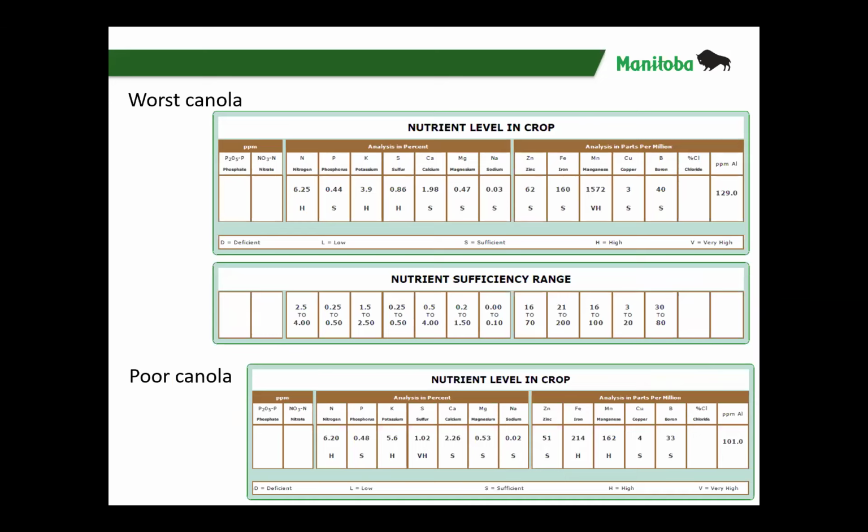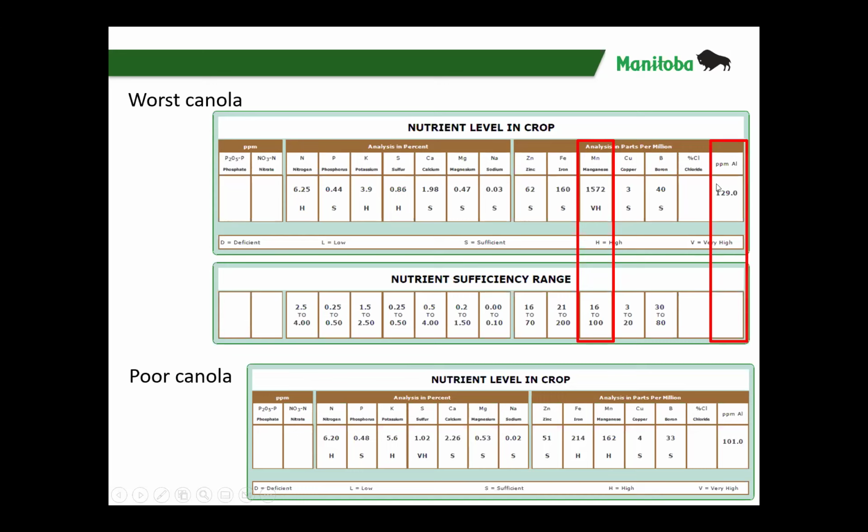And of course, when you're looking at patchy growth, you want to look at tissue testing as well to know what is going on. So here, John was comparing the worst canola in the patch, where there's not much growing, to the poor canola. There is no good canola in this field. It wasn't great across the entire field. And when you look at that here, this manganese is very high. The nutrient sufficiency range for manganese is up to 100, and this was 1,572. So that's well above that number, which shows we're probably seeing some issues.